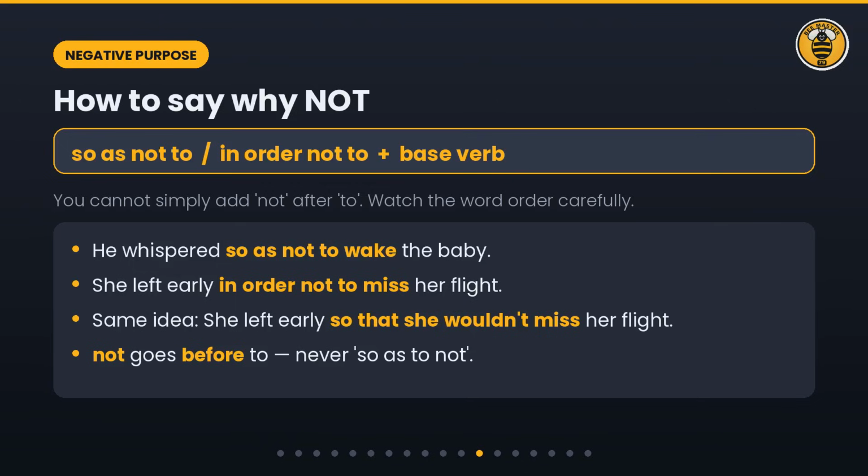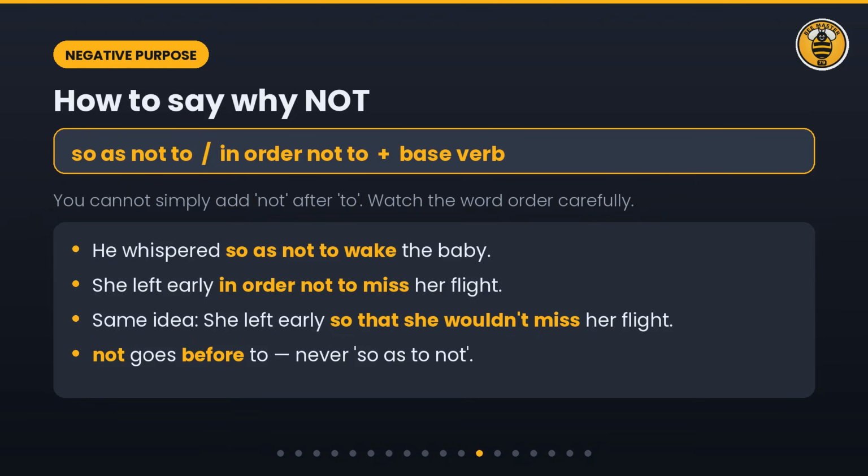What about negative purpose? That is when you say why you avoided something. This is where learners often get stuck because you cannot simply put not after to. The correct forms are so as not to, and in order not to. He whispered so as not to wake the baby. She left early in order not to miss her flight.